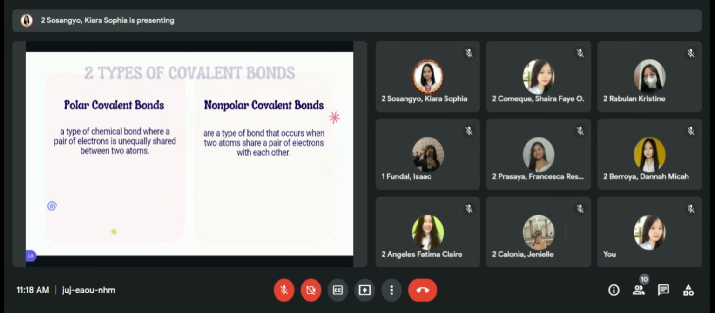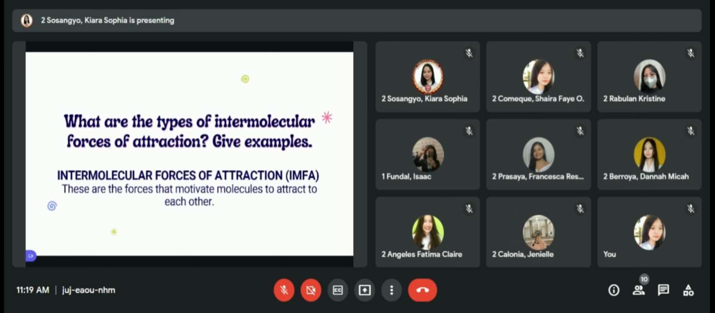So what are the types of intermolecular forces of attraction? Give examples. First, intermolecular forces of attraction, or IMFA. These are the forces that motivate molecules to attract each other. Ito yung mga forces na nag-uudyok sa mga molecules na ma-attract sa isa't isa.